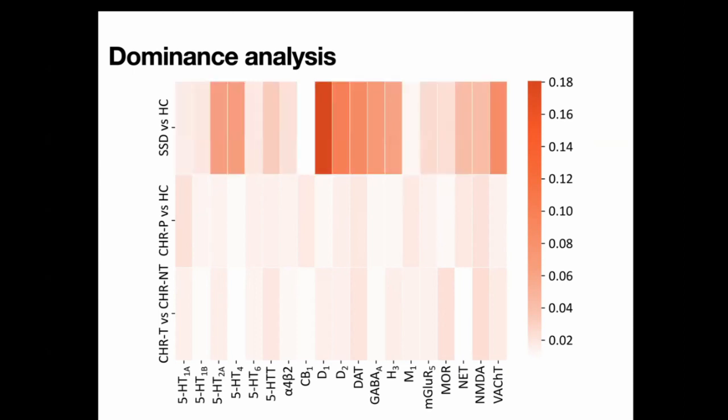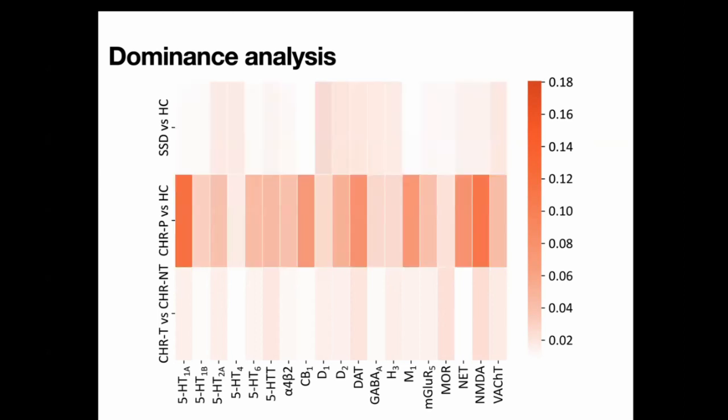And what we see in psychosis, or in schizophrenia, pardon, is that we see dopamine D1, by far the most influential in our model. But as well, we see dopamine D2, dopamine transporter, we see GABA A, as well as the acetylcholine transporter coming up as the most important predictors in our model.